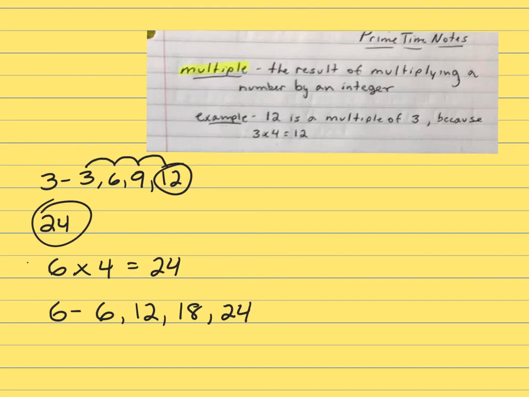We can also say 6 is a factor of 24. 6 is a factor of 24 because it goes into 24 4 times. And we can also say that 6 is a divisor of 24. We can divide 24 up 6 ways to get a 4.